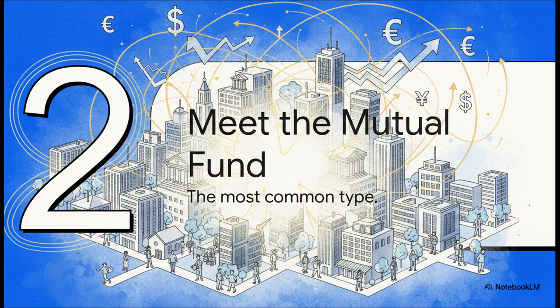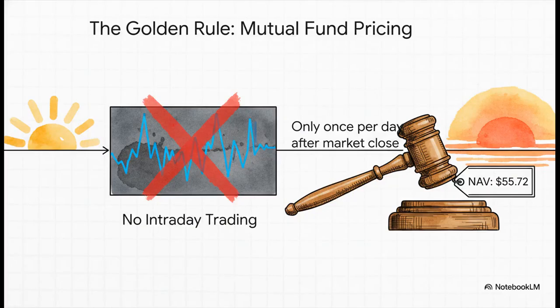Okay, next up is the big one, the most common type you'll see out there, the mutual fund. If we can really understand this one, it gives us the perfect baseline to compare everything else against. Now listen up. If you remember only one single thing about mutual funds, make it this golden rule. You can't trade them all day long like a stock. Nope. Their price is set once and only once at the end of the trading day.